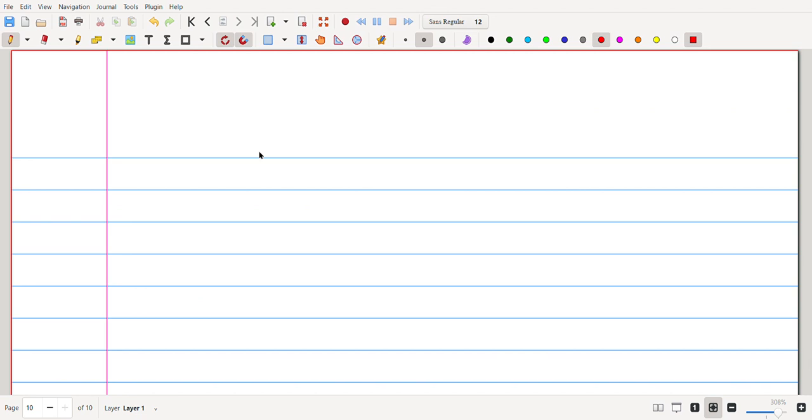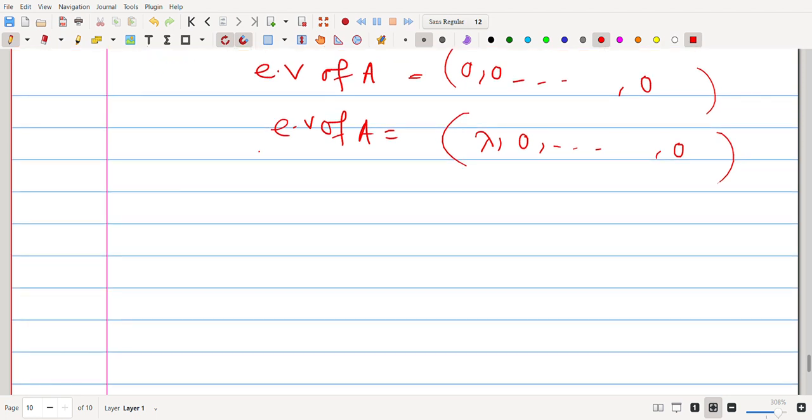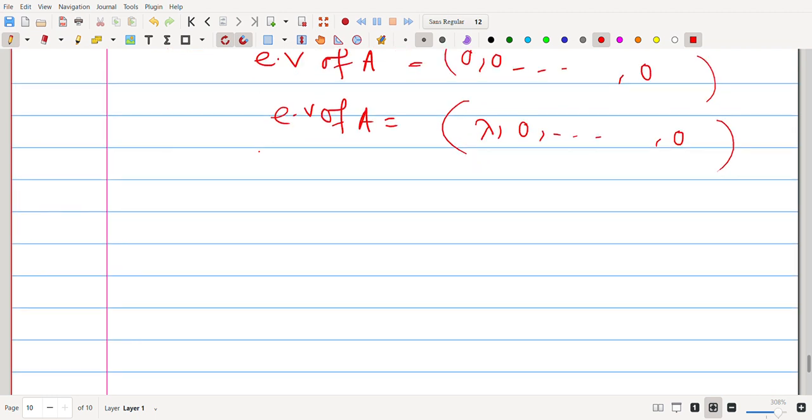Okay, problem number 18. Let n be greater than or equal to 2. Which of the following is true for an n by n matrix of rank 1? So first see, rank of A is 1. That means all eigenvalues of A are 0, 0, 0. That means A is nilpotent, one case. And another case is that the eigenvalues of A are, say, lambda, 0, 0, 0. These are the two cases.